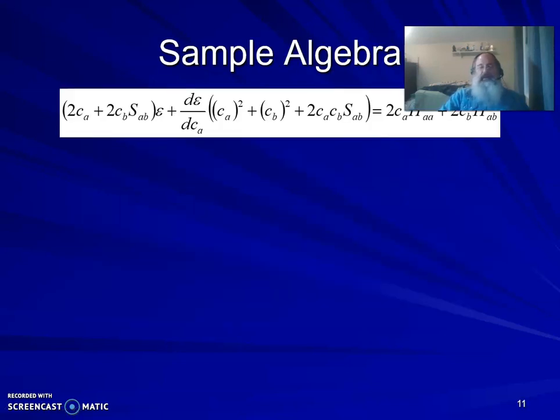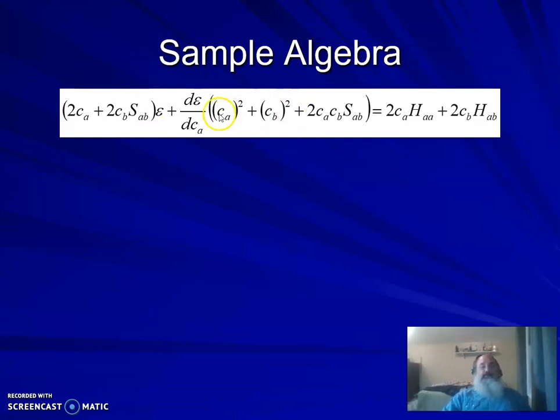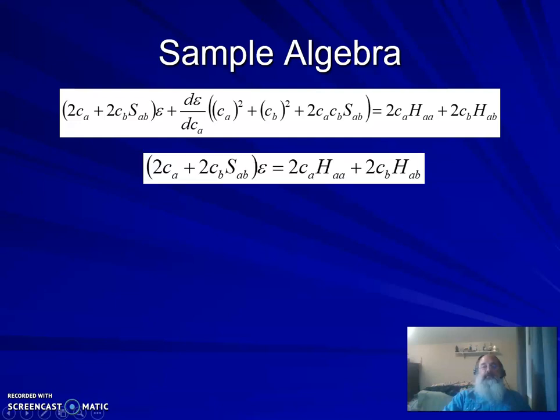Let's move me out of the way a little bit. So here's that same equation. We've taken a derivative of energy with respect to CA, and this whole term is going to drop out because we're setting the derivative equal to 0. And so now we have this equation to solve.